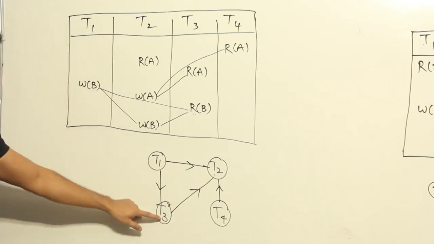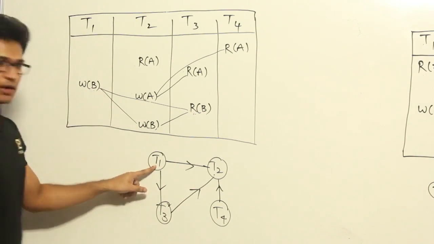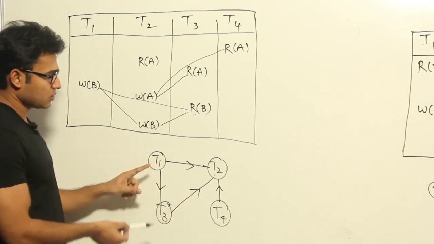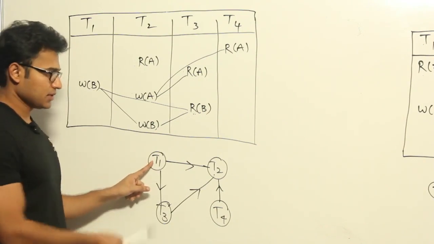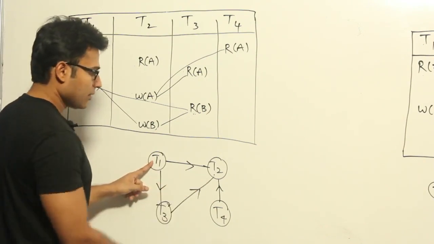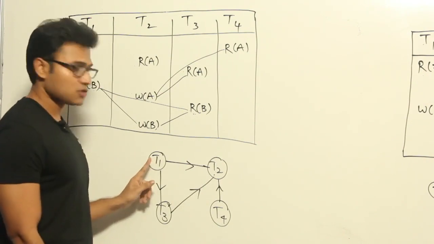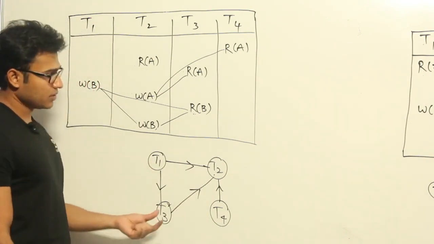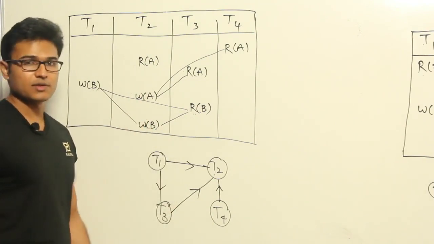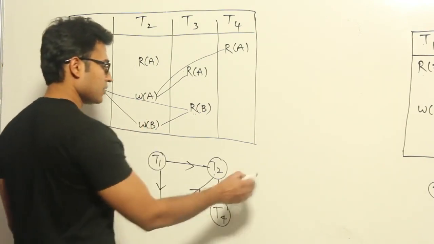Can I start with T3? No, because it is depending on T1. Can I start with T1? Yes, I can start with T1. Or if I have any choices, if you see this, I can't start with T2, but I can start with T4. Therefore I can either start with T1 or T4. Based on that you might get two serial schedules to which this particular non-serial schedule is equal, or more. Let's see how many we get.